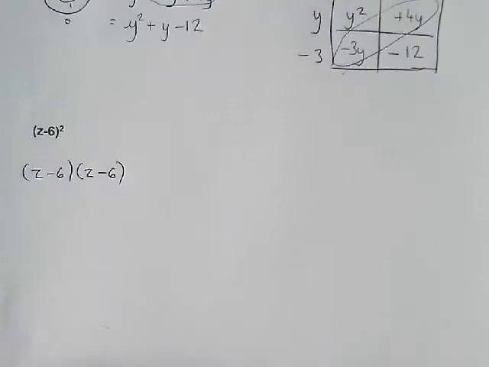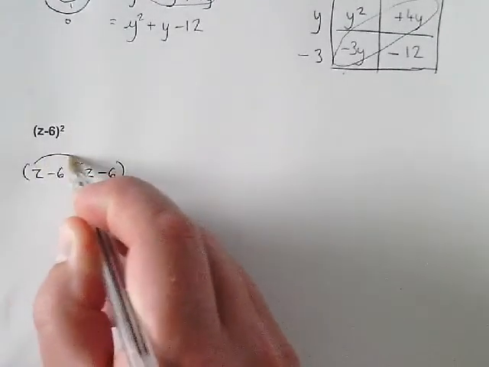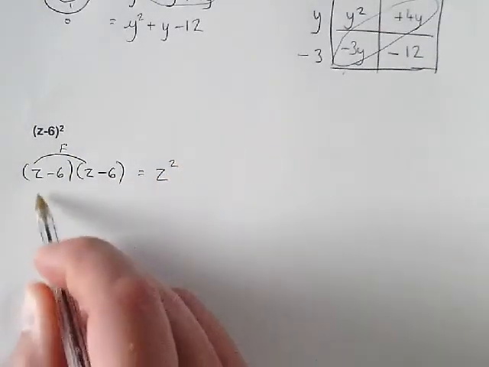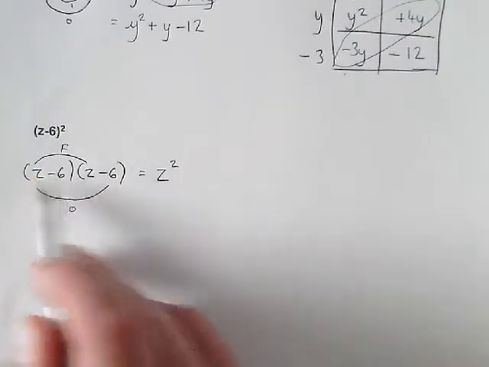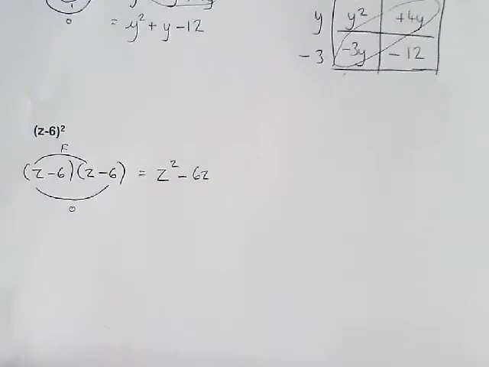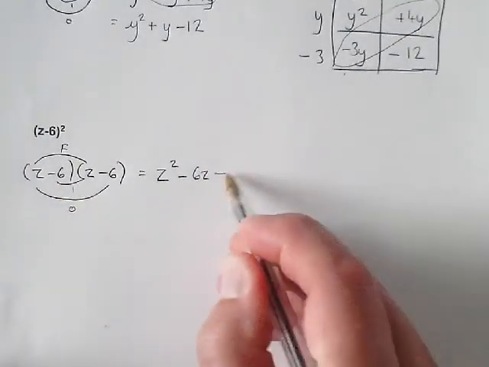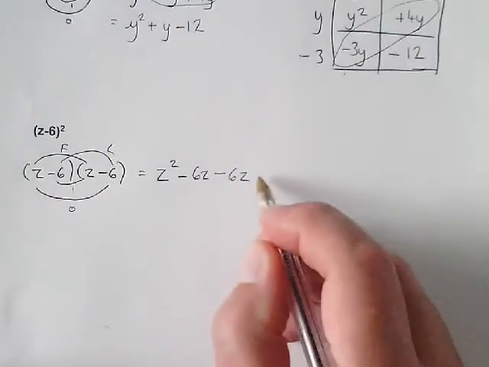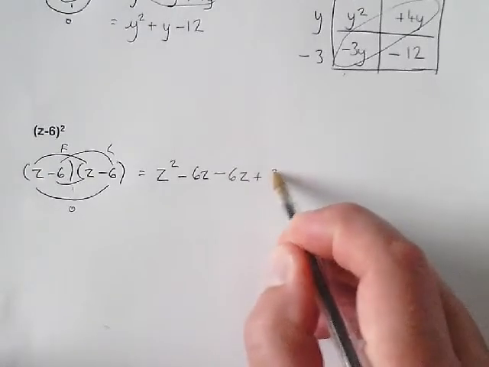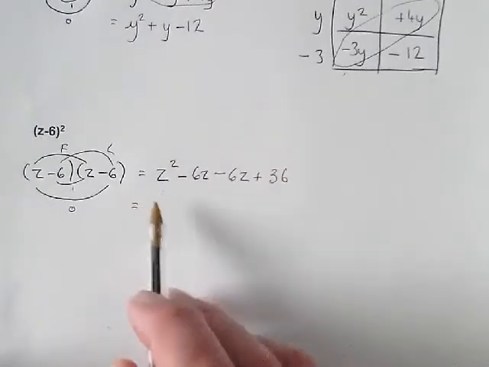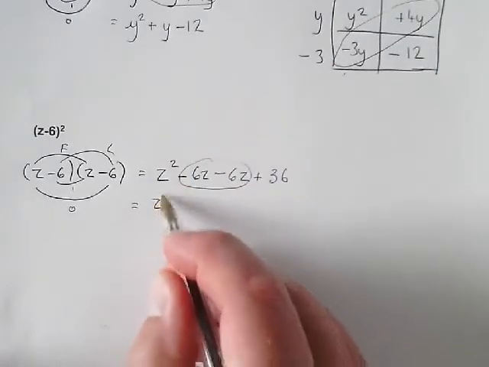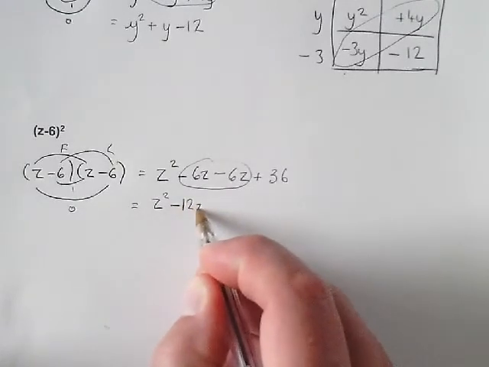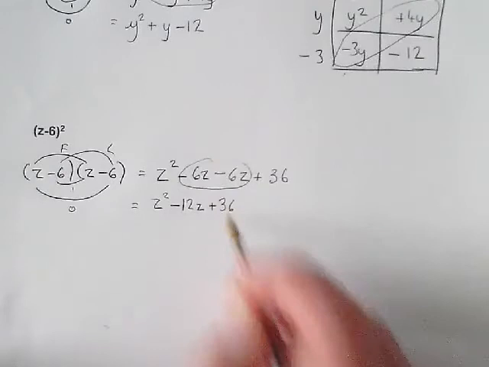So what we do is the first pair, so z times z is going to give me z squared. The outer pair, z times minus 6 is minus 6z. The inner pair is another minus 6z. And be careful with the last pair. Minus 6 times minus 6. A minus times a minus gives us a plus, and 6 sixes are 36. When I combine these middle two to simplify, that is going to give me minus 6, take away another 6, so go another 6 lower, will give us minus 12z, and then plus 36.